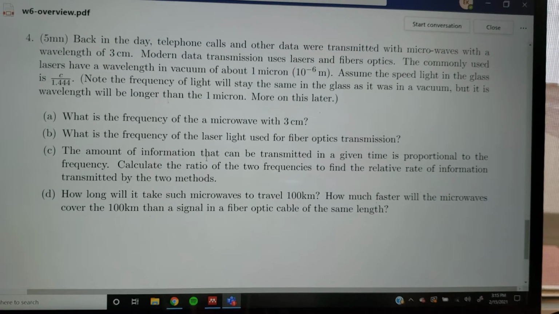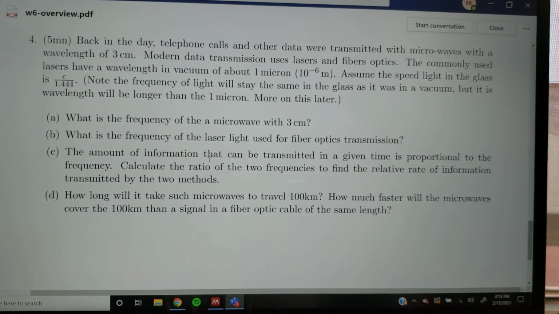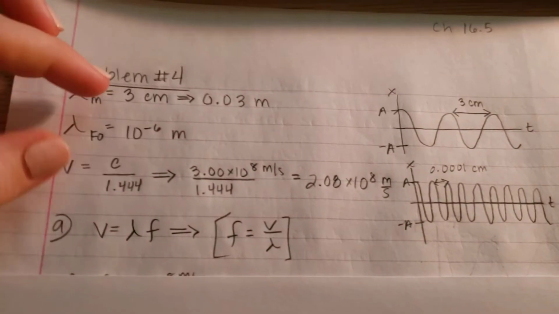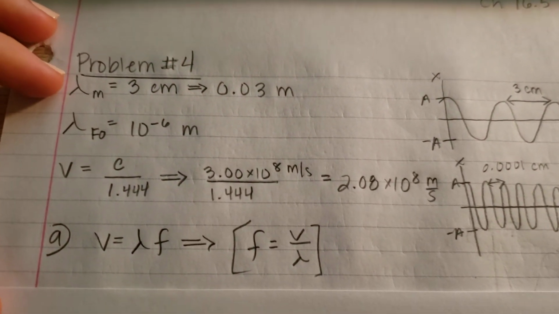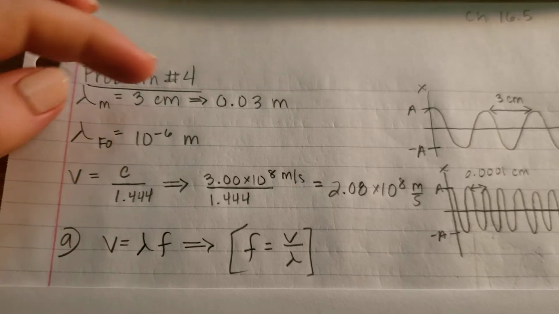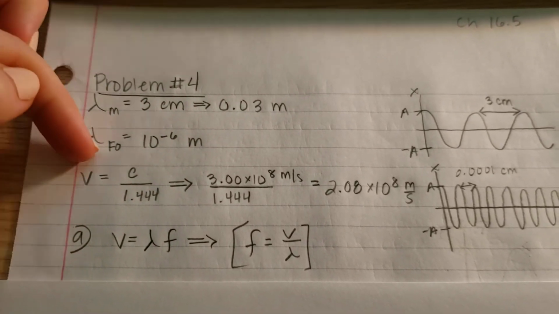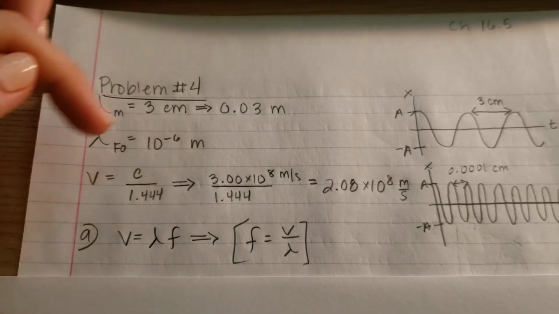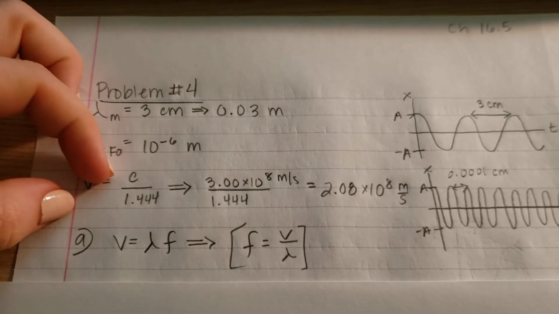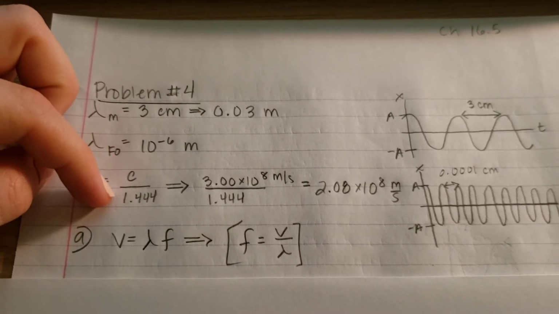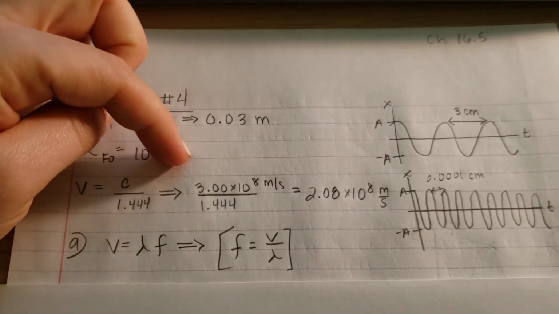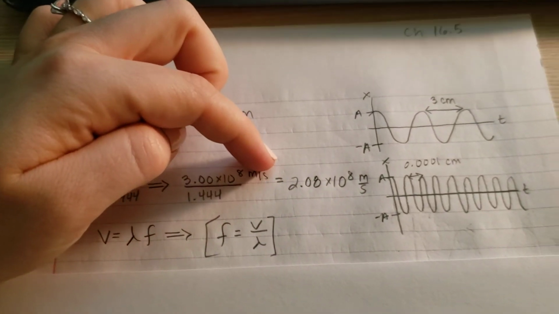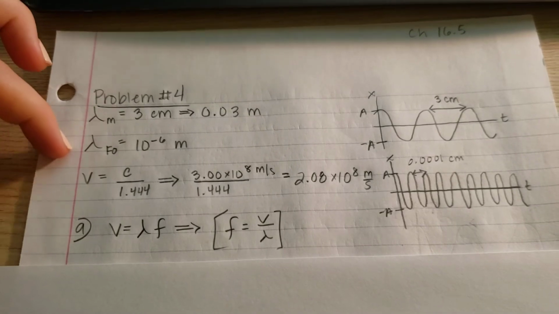And for part A, they want us to calculate the frequency of the microwave with 3 centimeters. So, I started out by listing our variables given to us. We have our wavelength of the microwave at 3 centimeters, which I converted to 0.03 meters. We have our wavelength of the fiber optics at 10 to the negative 6 meters. And then we have our speed of the fiber optics at the speed of light divided by 1.444. So speed of light is equal to 3.00 times 10 to the 8 meters per second. And if we divide that, we get 2.08 times 10 to the 8 meters per second for the speed of the fiber optics.